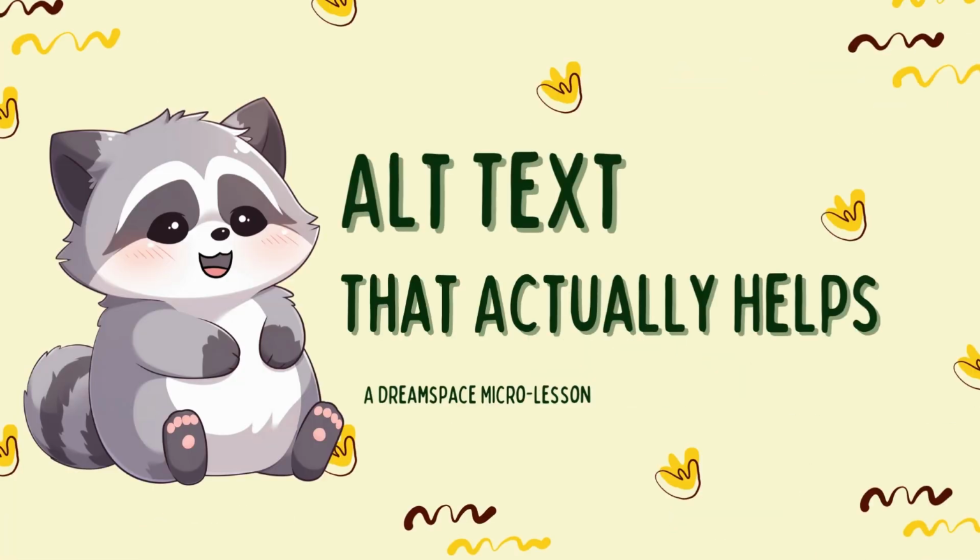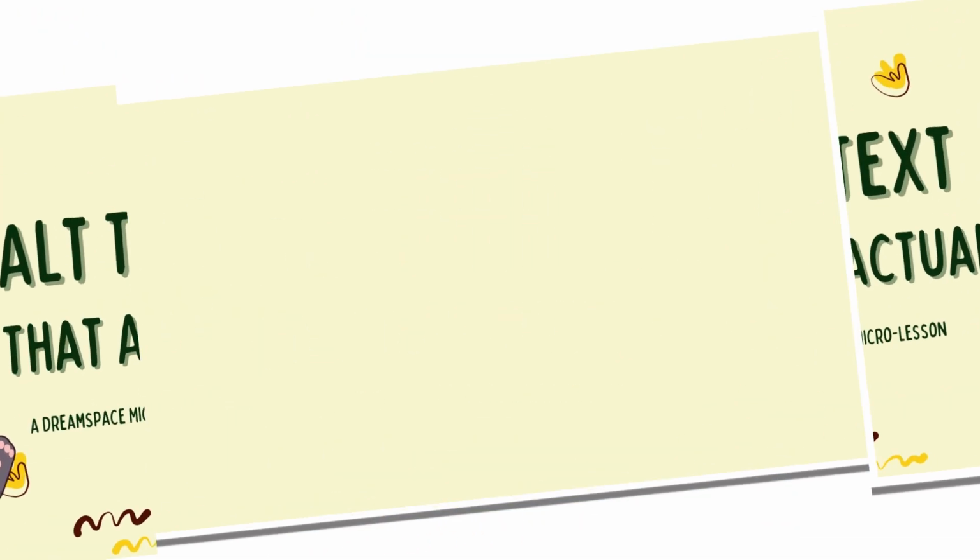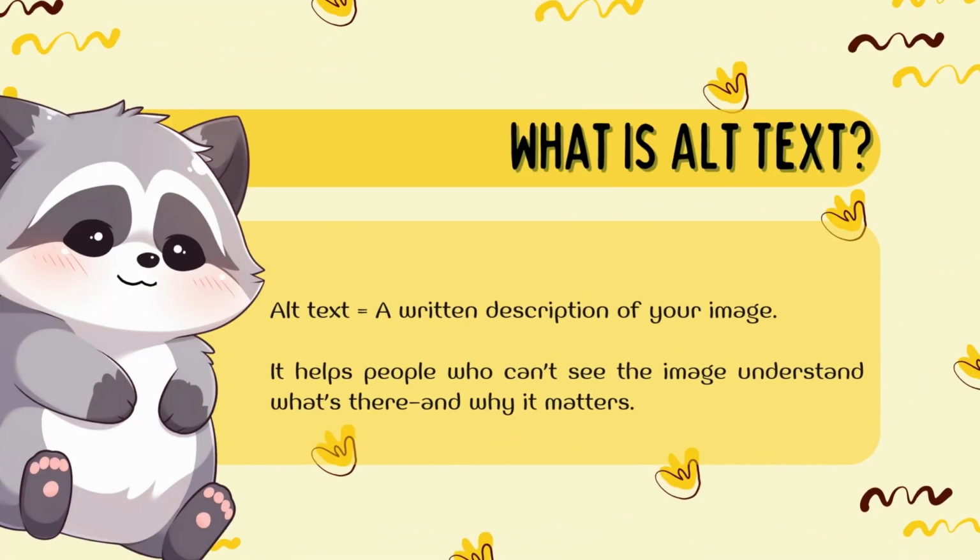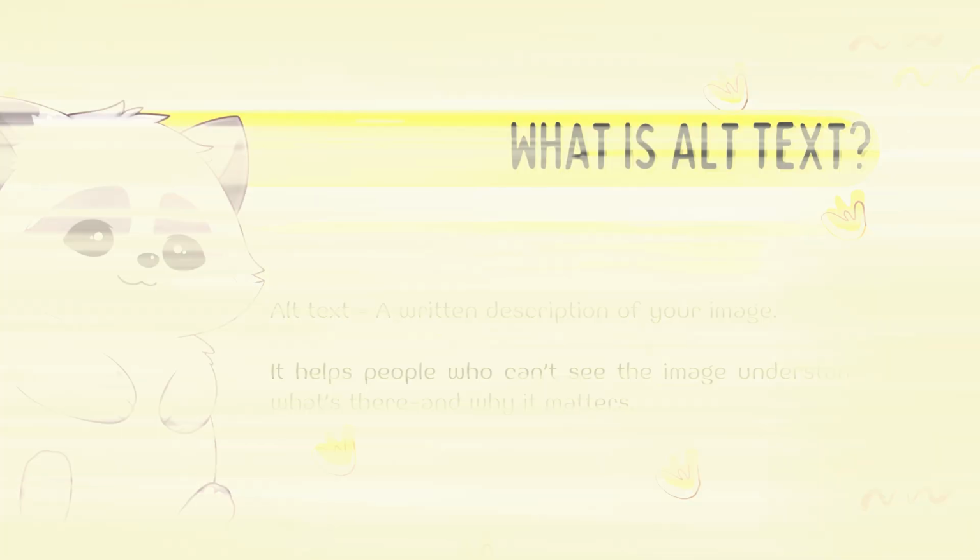Today's micro lesson is all about writing alt text for your images. Real alt text, not just whatever fills the box. Alt text, short for alternative text, is the description you add to images. It's read by screen readers and shows up if the image doesn't load. Think of it as telling someone what's in the picture and why it matters.